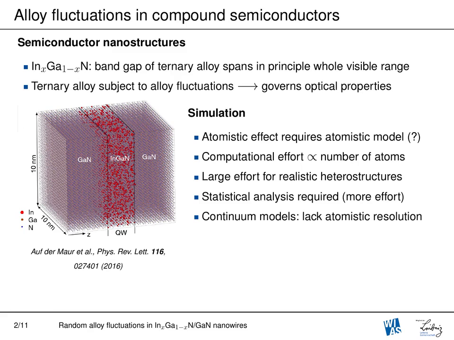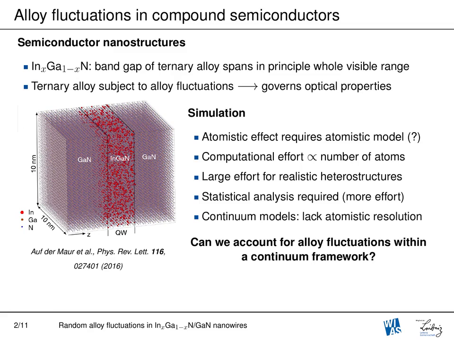A computationally cheap alternative to this would be to use continuum models like the effective mass model or the more generalized multiband k·p approach. Here it is of course clear that these models lack the atomistic resolution that is the very nature of these alloy fluctuations. So our question here was, can we find some compromise that allows us to use a continuum framework, so basically to benefit from the rather limited computational effort of the continuum model while still maintaining a sufficient accuracy to describe realistic heterostructures. Let me briefly illustrate different systems of interest and the corresponding computational efforts.